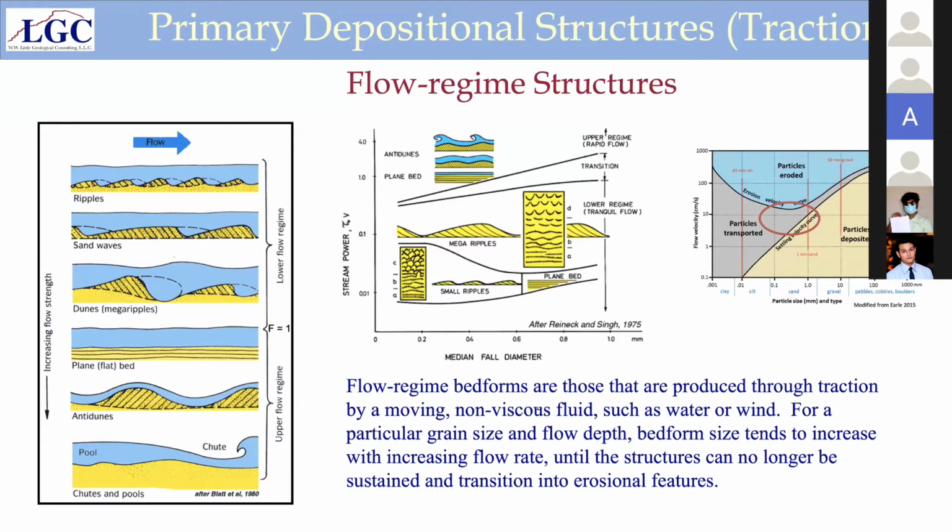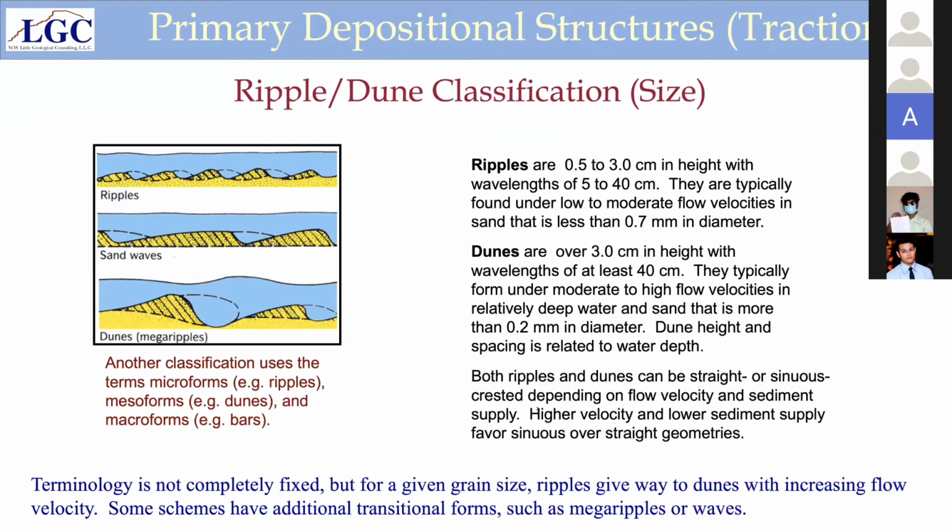The middle diagram is to show that there's actually some complication in here, that depending on the grain size, some of these steps might be skipped, but we won't get into that much detail right now. Okay, so let's start with the small features, the ripples, and moving into dunes.